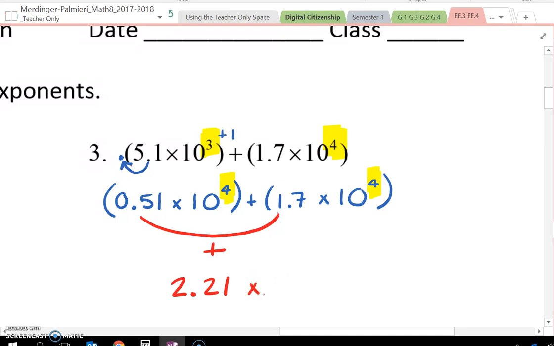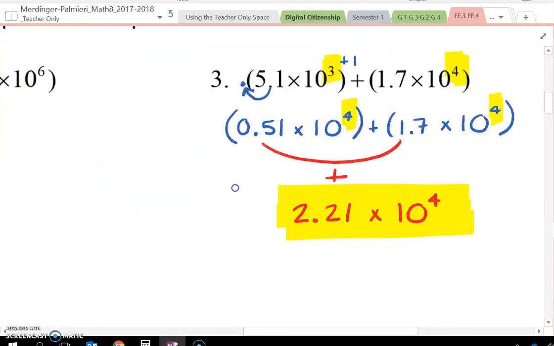So we have 0.51 plus 1.7. That gives me 2.21 times 10 to the 4th power. And this problem is in correct scientific notation because I brought the smaller exponent to the larger one. So in doing that, I don't have to convert at the end.